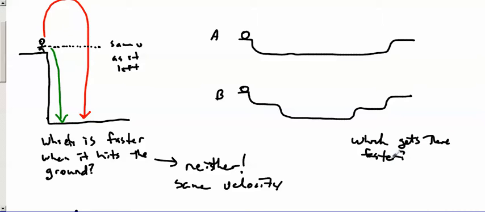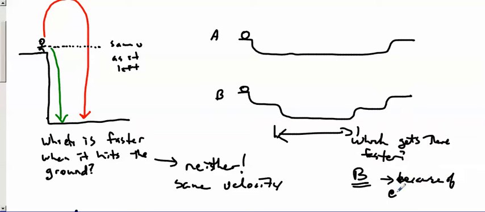A or B? It is B. Why? Because B has got this little part right here where there's extra acceleration. So we'll say because of extra acceleration. Yes, this point will be exactly the same for both.